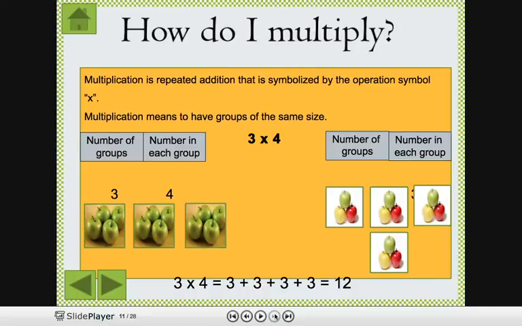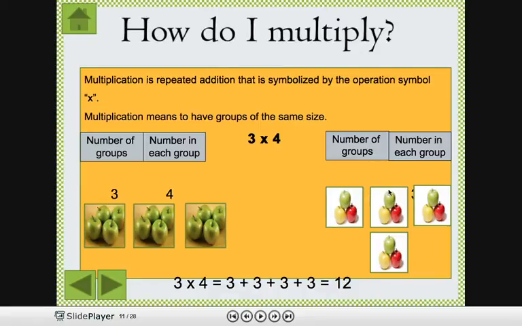When we multiply, we use this symbol right here, this X, most commonly used to symbolize multiplication. Multiplication means to have groups of the same size. So for our example of 3 times 4, we have 1, 2, 3 groups with 1, 2, 3, 4 in each. So it would just be 4 plus 4 plus 4, or 3 times 4.